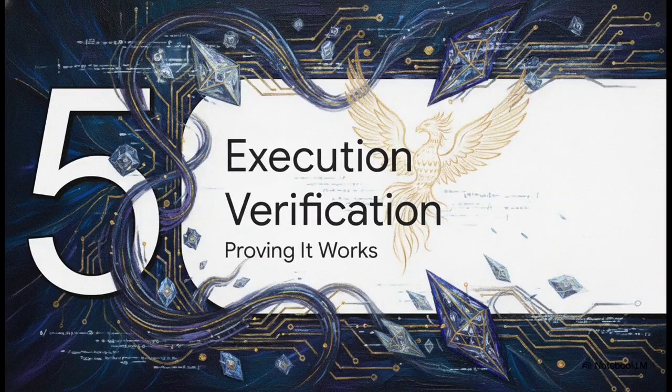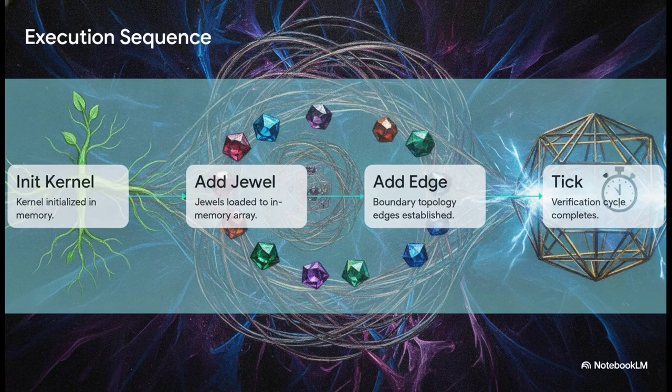Finally, Section 5, execution and verification. So let's look at how this plays out in real time. This sequence shows the exact rapid-fire logical flow the C99 kernel executes to process these Joules and verify those topology edges perfectly in memory. First, the seedling emoji pops out, indicating the kernel is initialized. Then, Joules are added to the in-memory array. There's your diamond. Next, the boundary edges are established, the compass. And finally, the stopwatch emoji indicates a tick. That's the actual computational cycle where the kernel verifies every single delta and constraint. And remember, if any single part of this topological web fails, the entire commit is completely rejected.